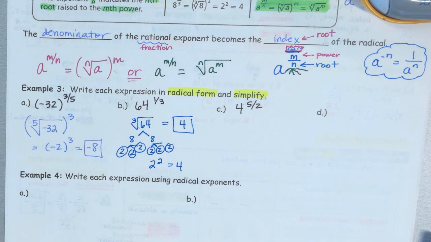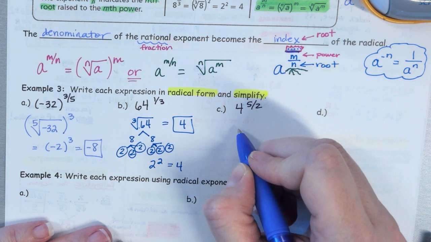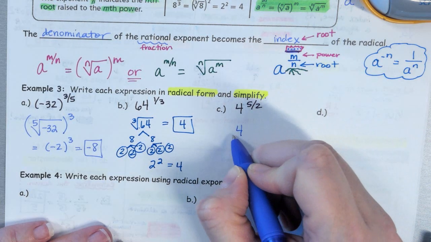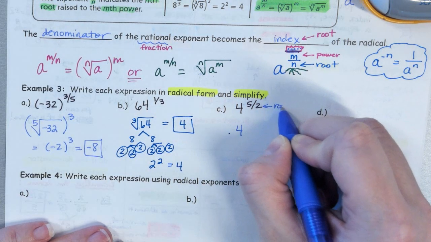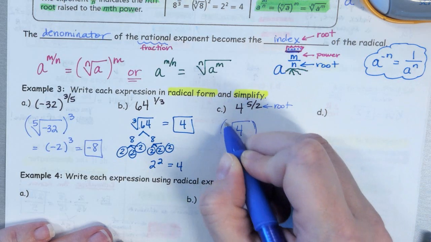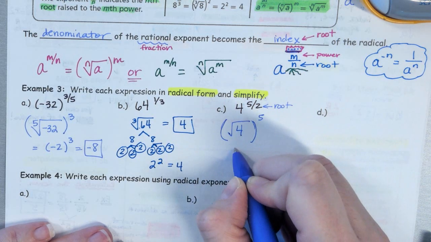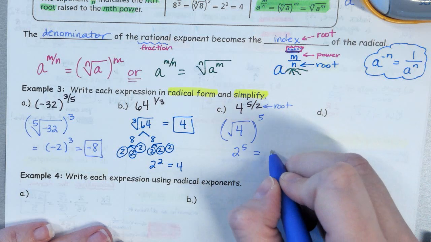Okay, let's do this last one. This one should be really quick too, because if you have 2, what's your radical? So this is the root. It's the square root to the 5th power. What's the square root of 4? 2. So 2 to the 5th is 32.